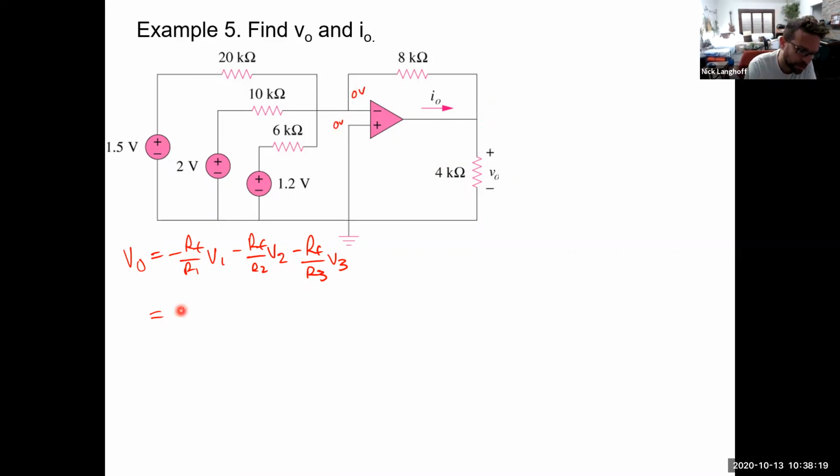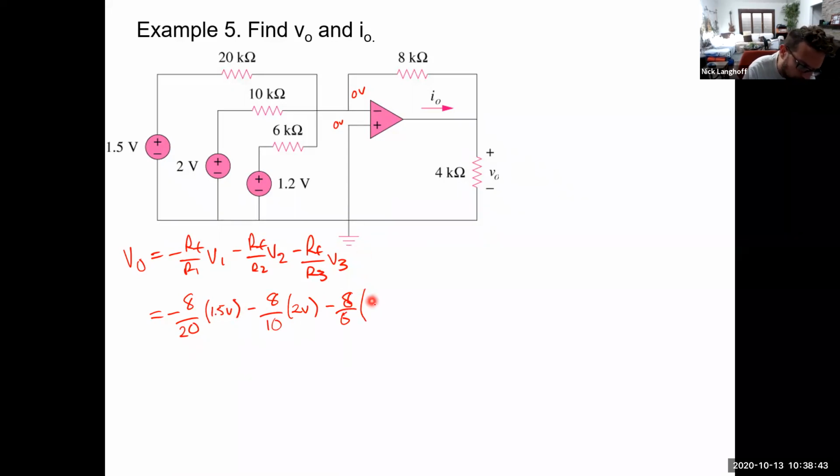So you can just plug in the numbers. It's -8 over 20 times V1, which is 1.5 volts, -8 over 10K times 2 volts, -8 over 6K times 1.2 volts. And that'll tell you what V out is. So we would now have V out.